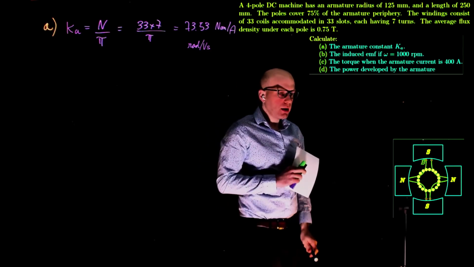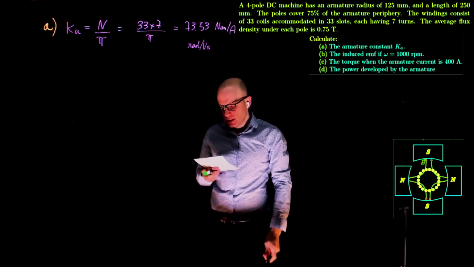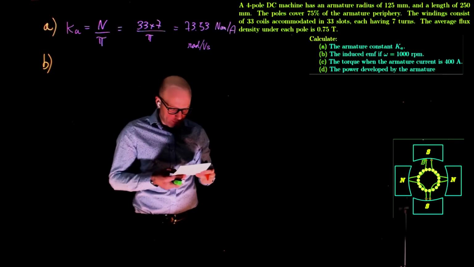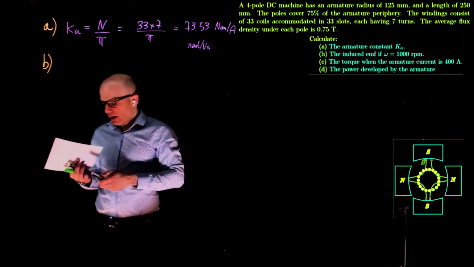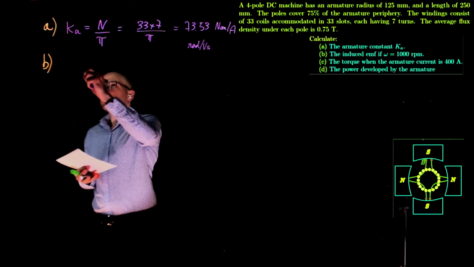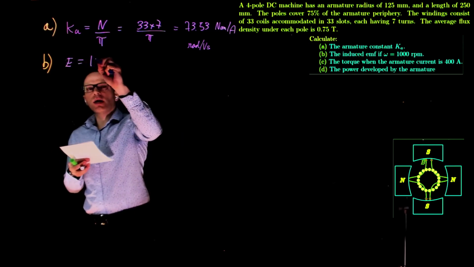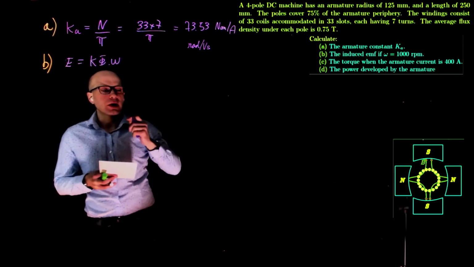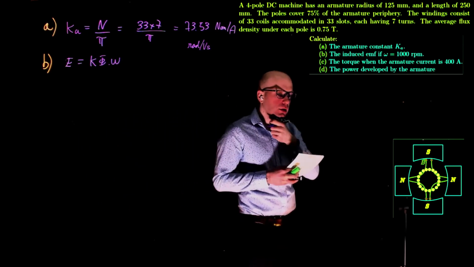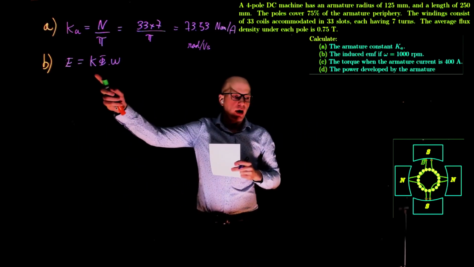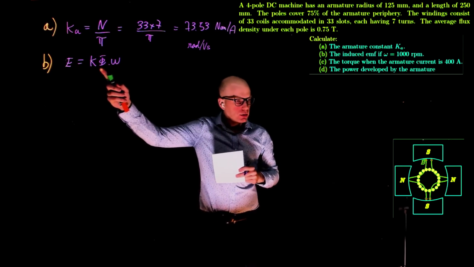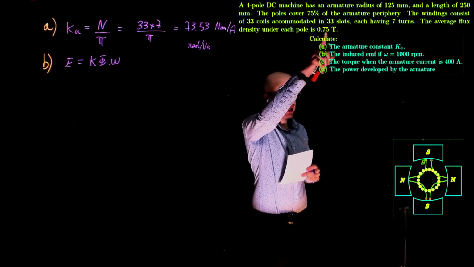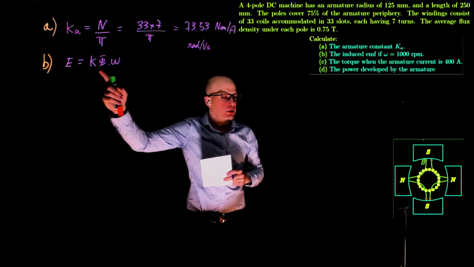The back EMF generated when the motor rotates at 1000 RPM. What is the equation for the back EMF? The equation for the back EMF would be E equals K times phi, the flux, times omega. How do we calculate this? We have omega, the speed, we have K, but we don't have the magnetic flux. So how do you calculate the magnetic flux? We have the magnetic flux density as 0.5 Tesla. So to calculate phi, what do we need?